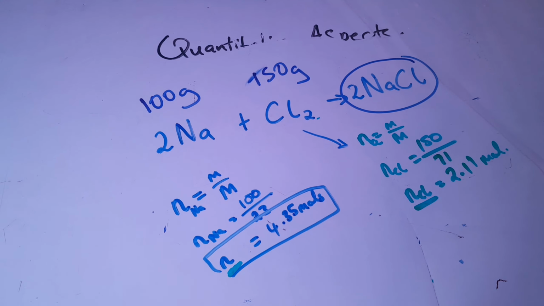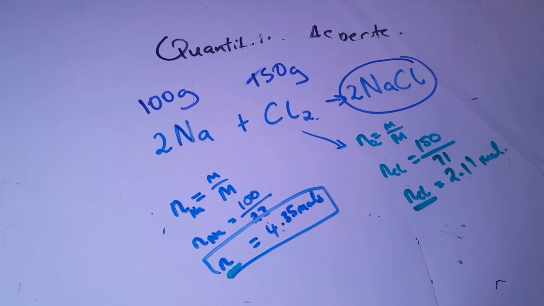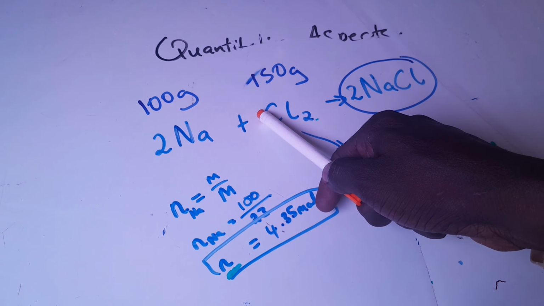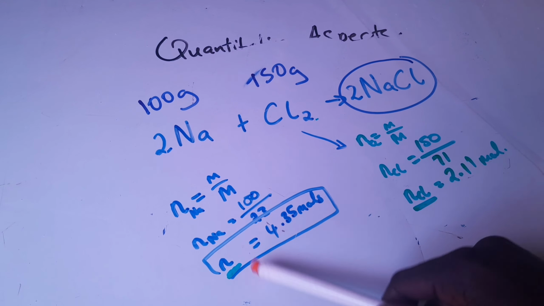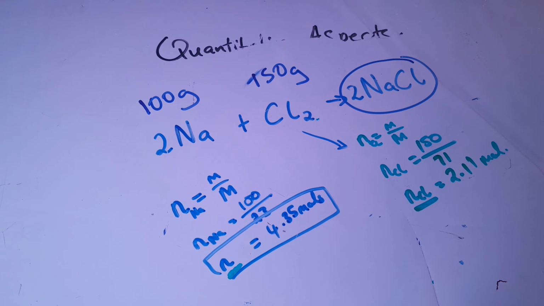Which one is the limiting reagent? How? By mole ratio. We're going to compare sodium and chlorine. So what you do is that we compare them on their simplest terms. This one is only 1 created, and this one is 2. So it means that we have to divide this one by 2 to get the number of moles on a 1:1 ratio, right?